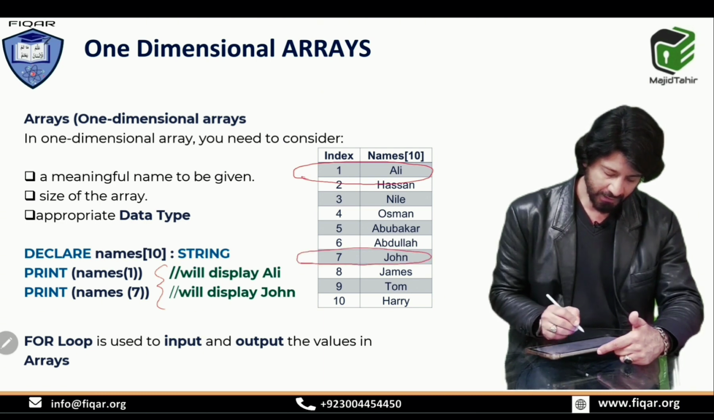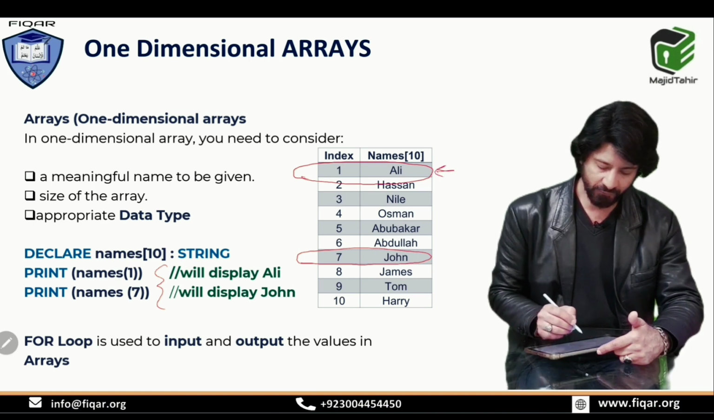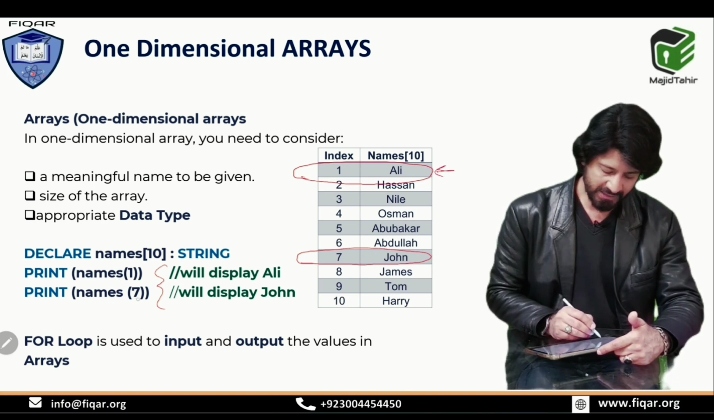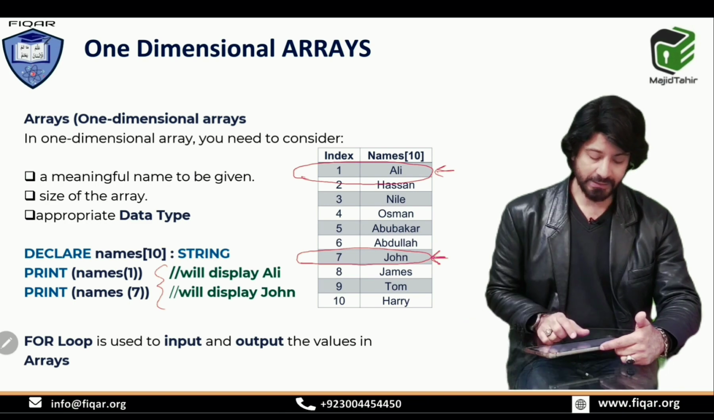If you specifically write print name 1, it will only print the first slot. If you specifically say print name 7, it will print John because name 7 has John in it. Now let's see a pseudocode to declare an array.